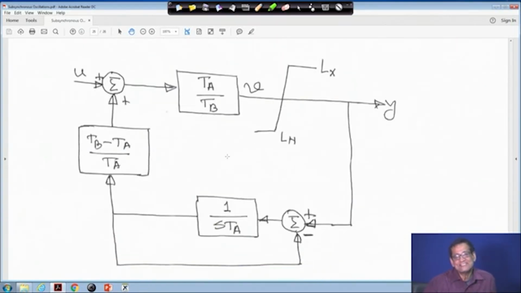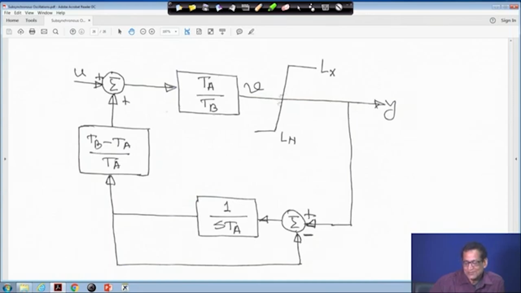So, this is a small exercise for you to do, it is not a difficult one. In this representation, if this is u, this is (TB minus T) upon TA, this is 1 upon STA, and this is y, with negative feedback coming here, and this is Lx and Ln, just your Windup limits like this.